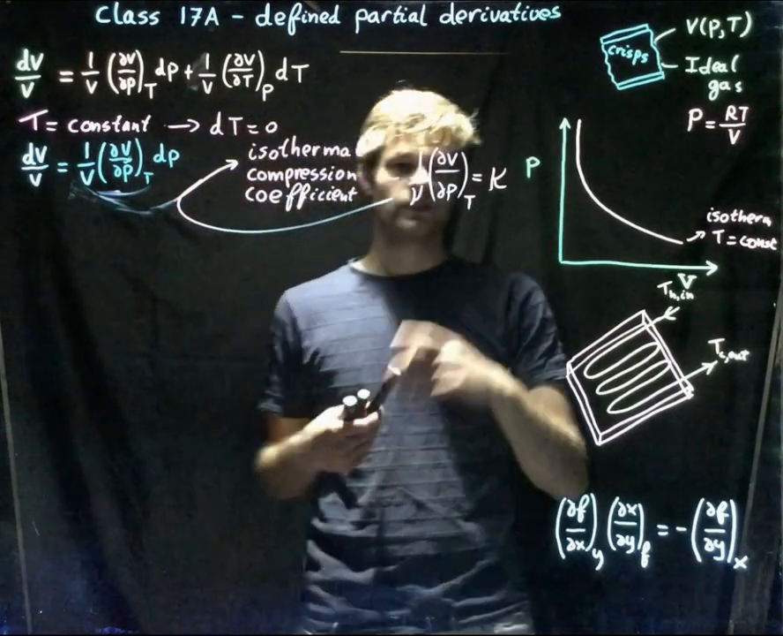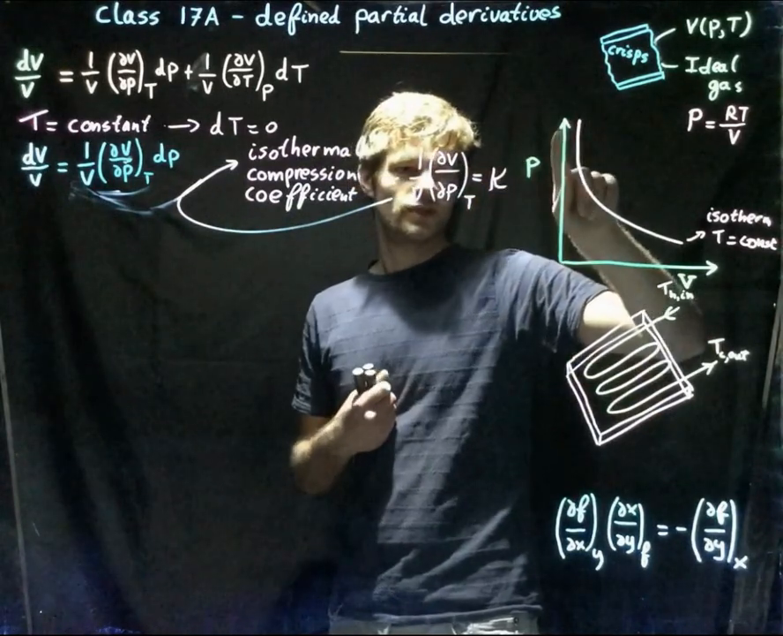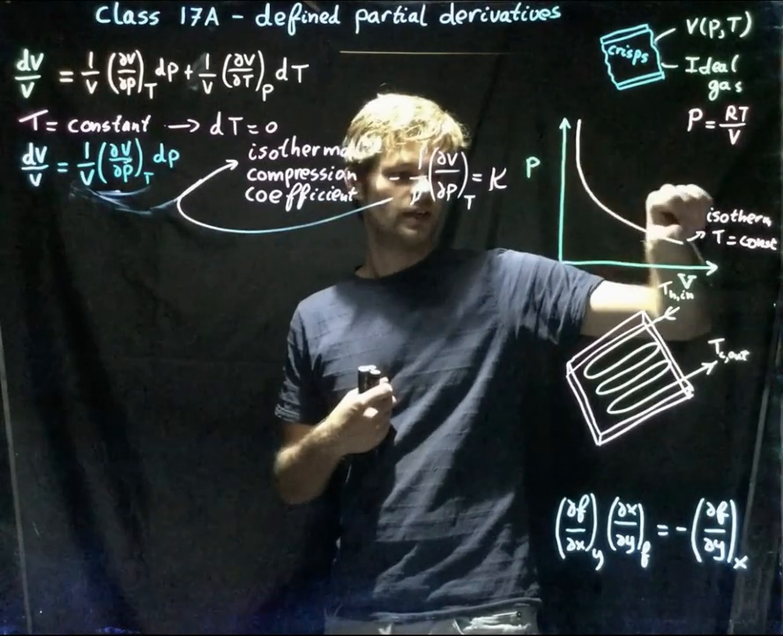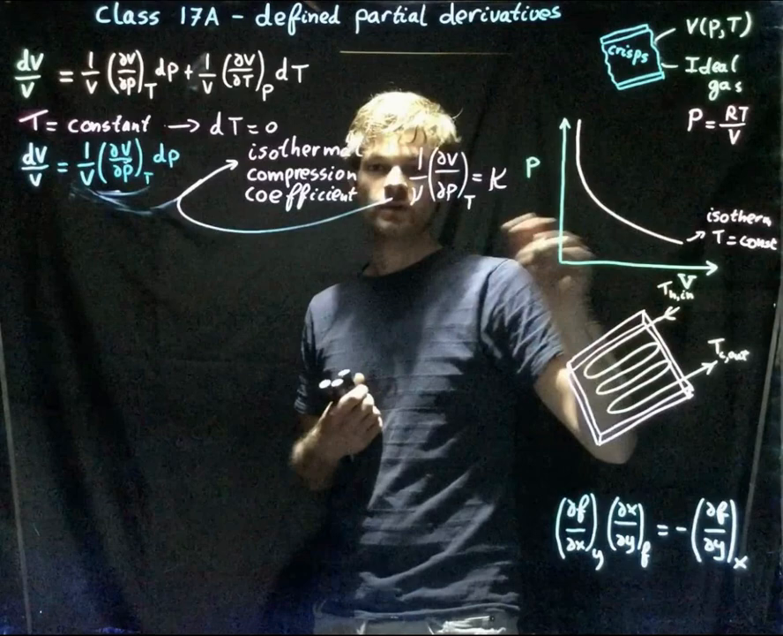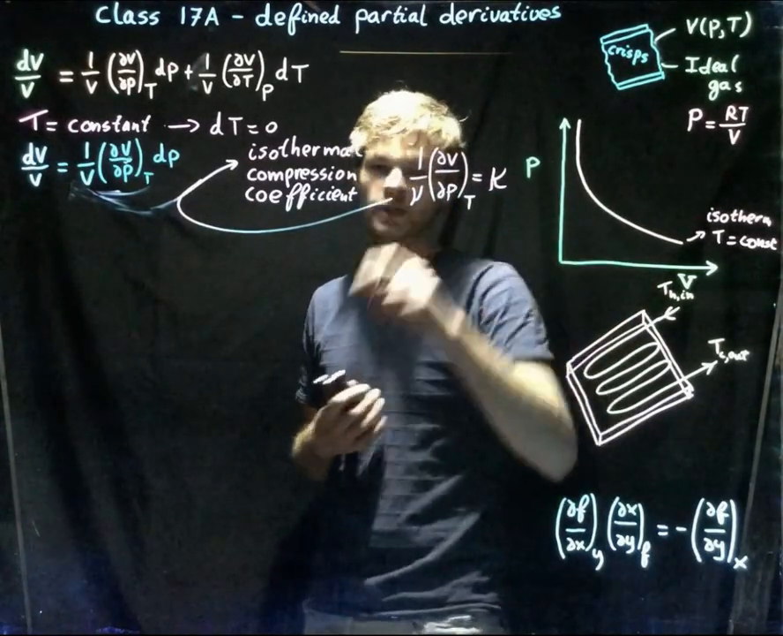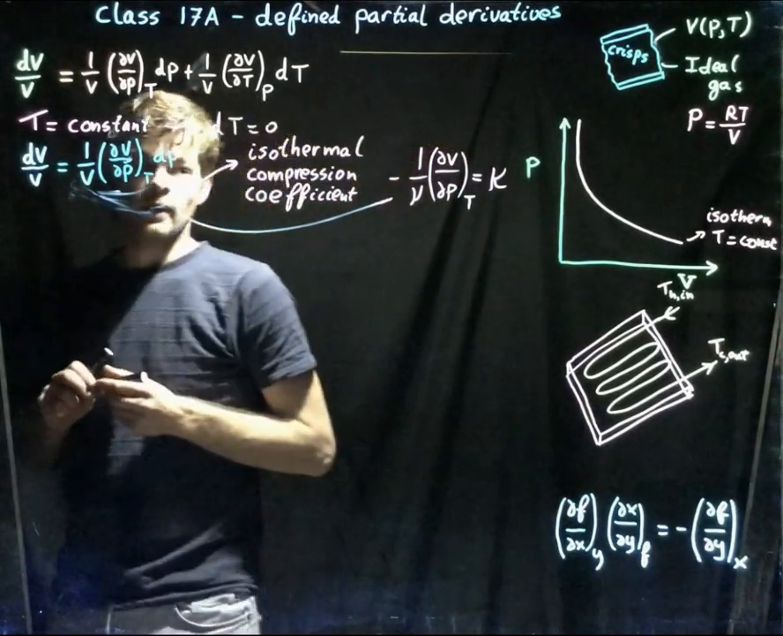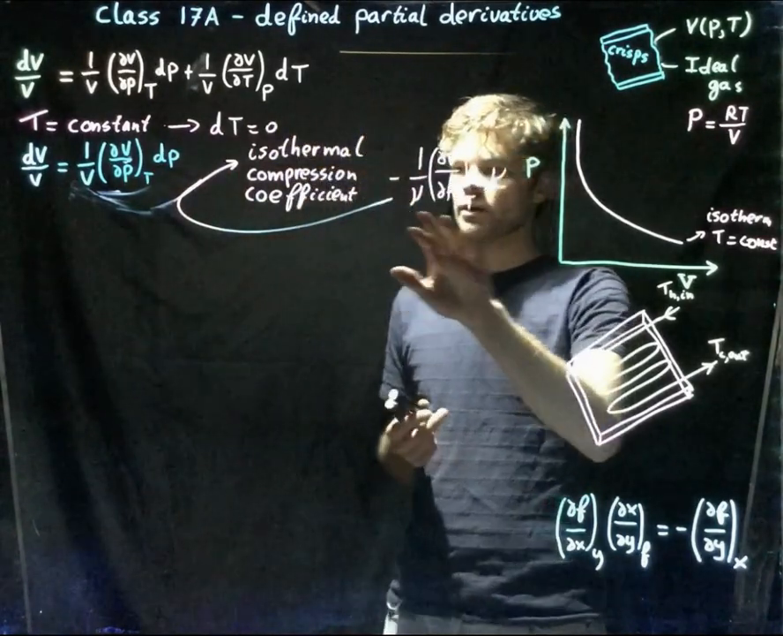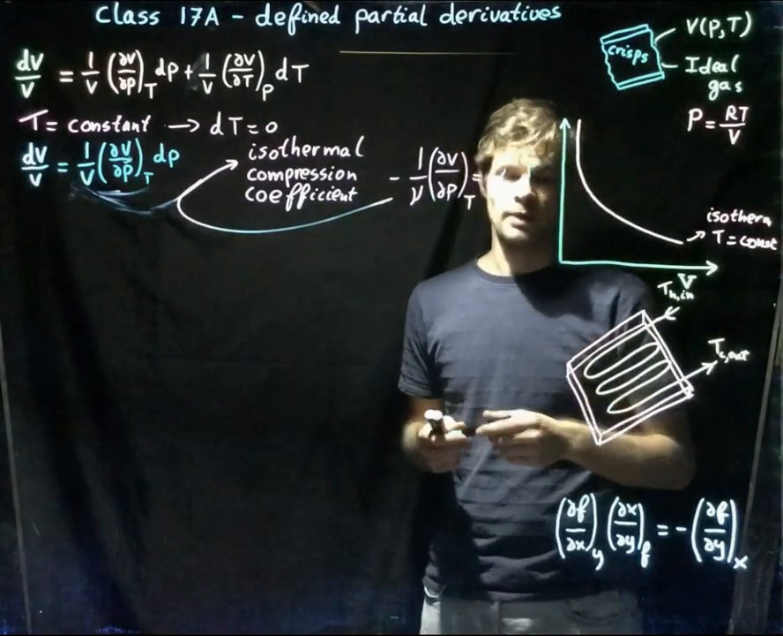And let's have a look at this. Because for the volume with respect to pressure, if I increase the volume, the pressure will decrease. So my kappa should decrease for an increasing volume. So there should be a minus sign in front. Okay, so this is the isothermal compression coefficient, and it's named kappa, and you should keep it in mind.